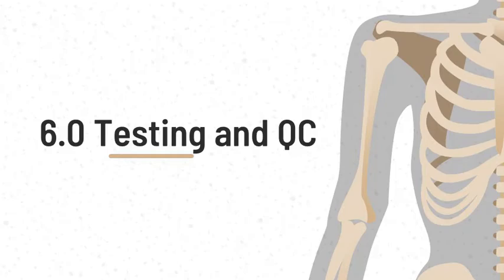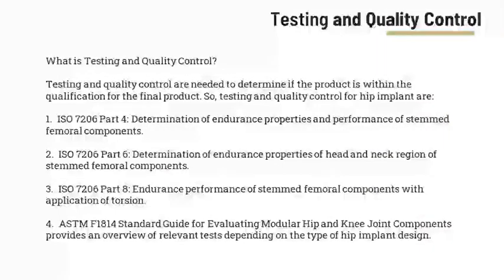Testing and quality control. Testing and quality control are needed to determine if the product is within the qualification for the final product. Testing and quality control for hip implants are outlined in, first, ISO 7206 part 4, which is determination of endurance properties and performance of stem femoral component. Second, ISO 7206 part 6, determination of endurance properties of head and neck region of stem femoral components. Third, ISO 7206 part 8, endurance performance of stem femoral component with application of torsion.